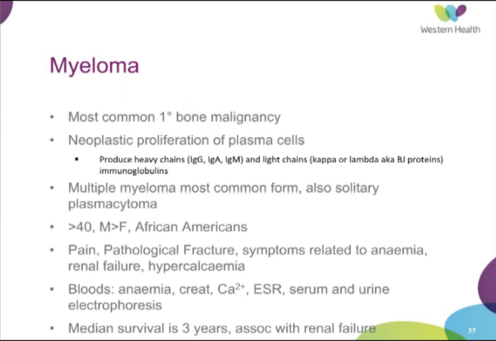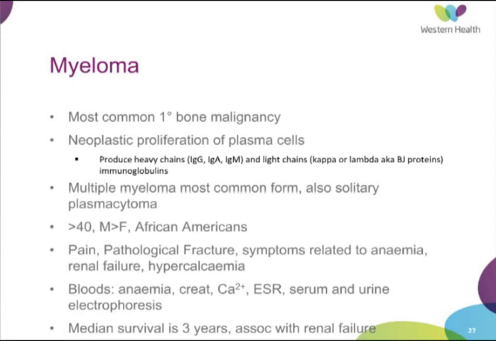It commonly affects patients over 40 and in later life. Males, again, are more commonly affected, and African Americans are twice as likely to be affected by multiple myeloma. Patients can present with pain. They often present with pathological fracture or impending pathological fracture, and that's how we often see these patients. Or they can present with symptoms related to the cell progression: anemia, renal failure, and hypercalcemia.